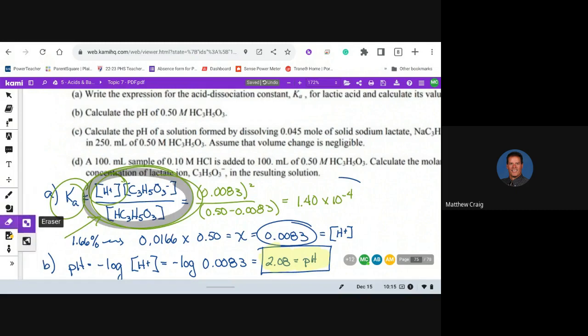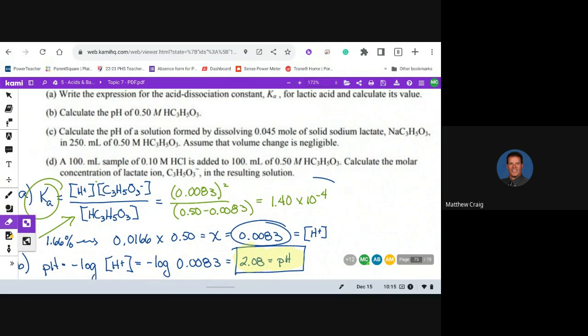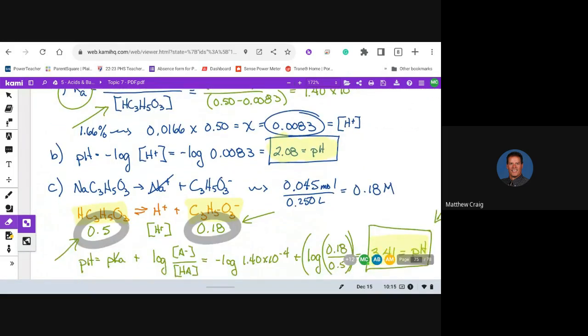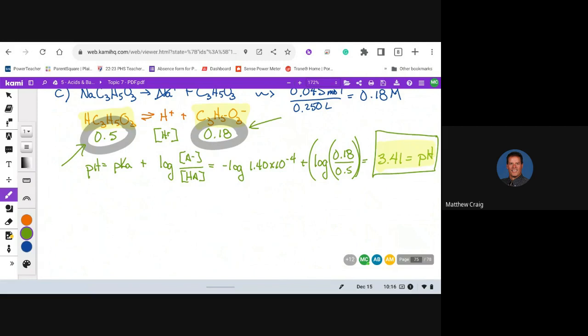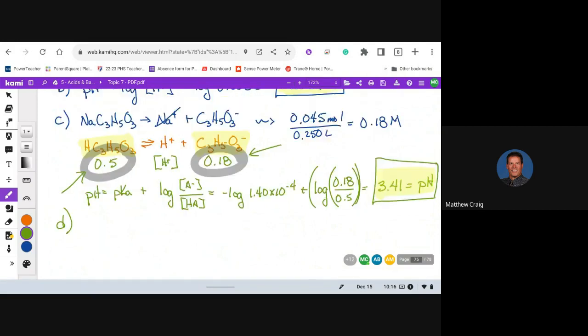Part D, let's erase some of that. It says a 100 ml sample of the 0.1 molar hydrochloric acid is added to 100 milliliters of our lactic acid. Adding an acid to an acid. Calculate the molar concentration of the lactate ion in the resulting solution. Wow, that is a wacky question. 100 milliliters of a strong acid is added to 100 milliliters of a weak acid. When was this? 2002. Good Lord. Let's not ever add a strong acid to a weak acid.